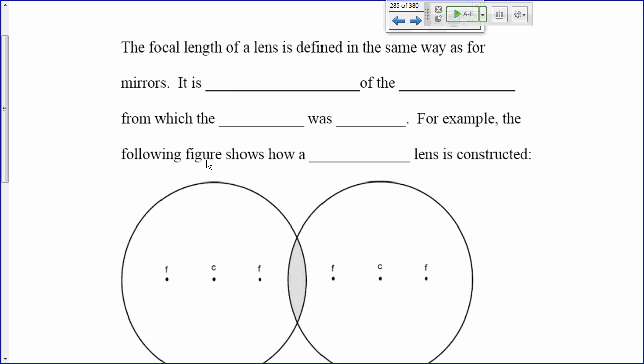Yeah, half the radius of the sphere, one half the radius of the sphere from which the lens was cut. I put that in parentheses because it's not actually cut from a sphere, right? But we can think of it as being cut from a sphere: we have this sphere of glass and we're actually cutting a lens out of it.